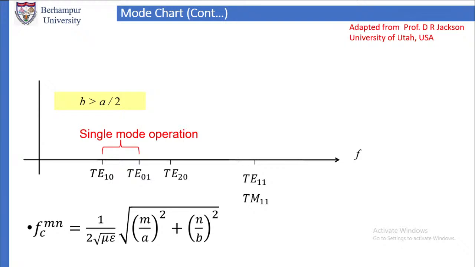When you have the TE10 and TE01 modes, you call them orthogonal modes. 01 and 10 are called orthogonal modes. TE11 and TM11 occur at the same point. TE01 now comes between TE10 and TE20. Fmn, you know, is the root of (m pi by a) square plus (n pi by b) square, into 1 by 2 root over of mu epsilon.